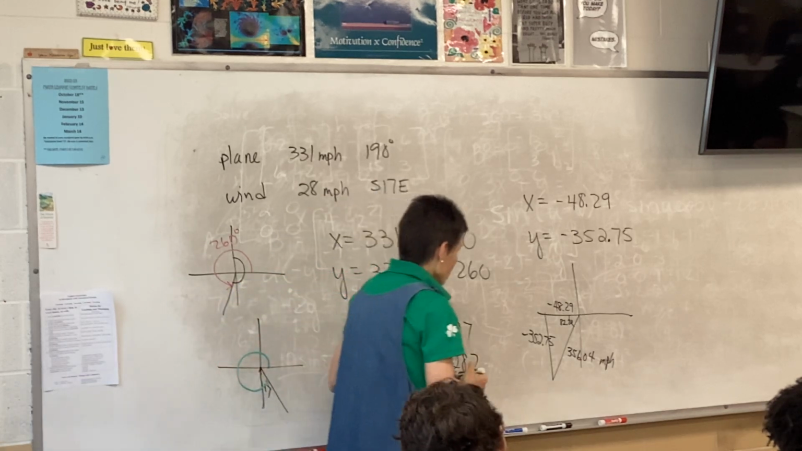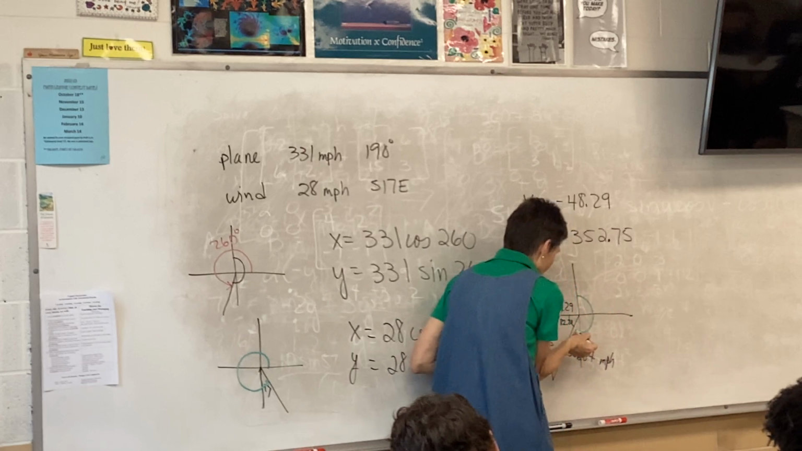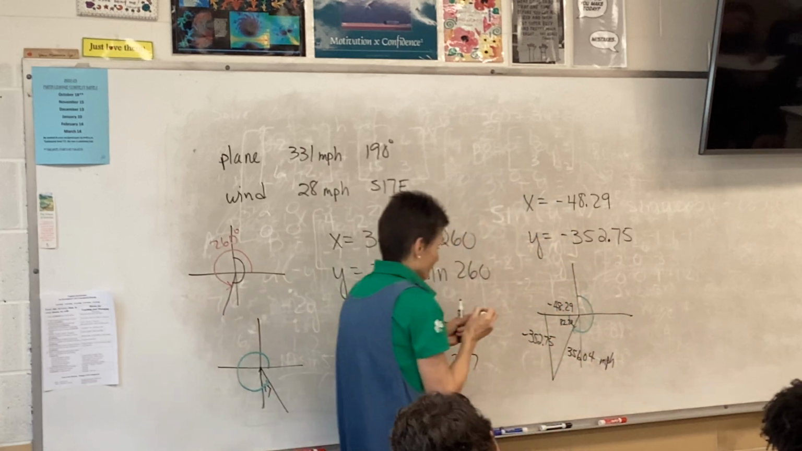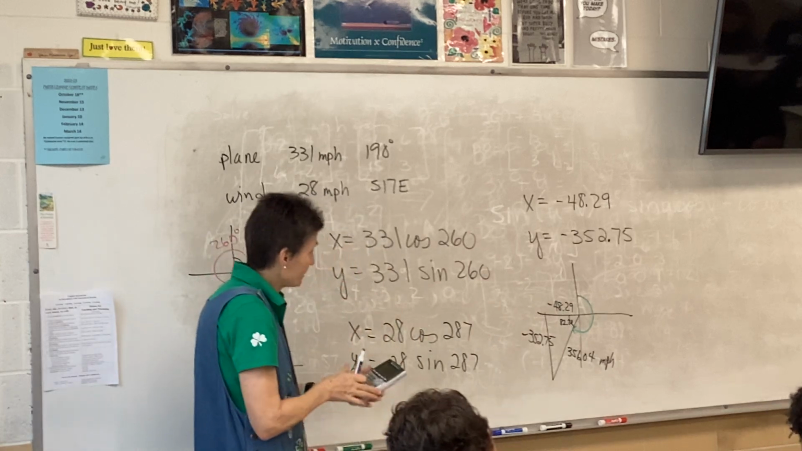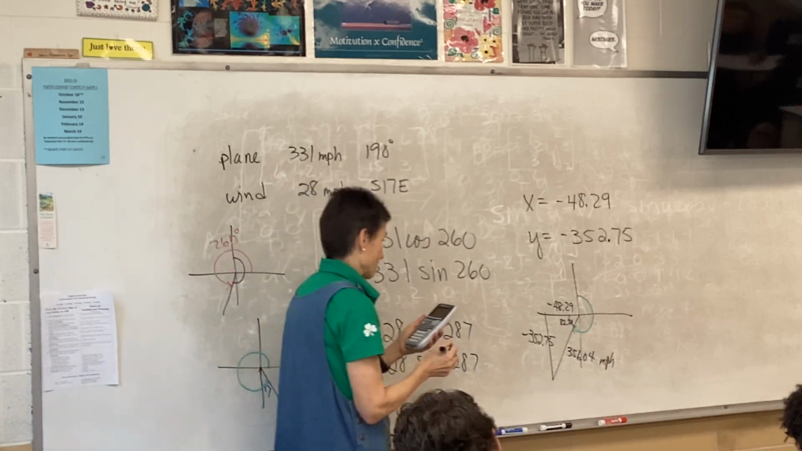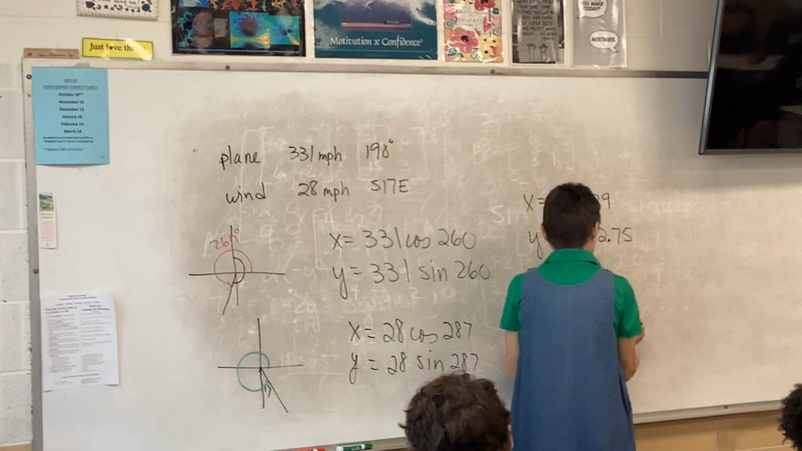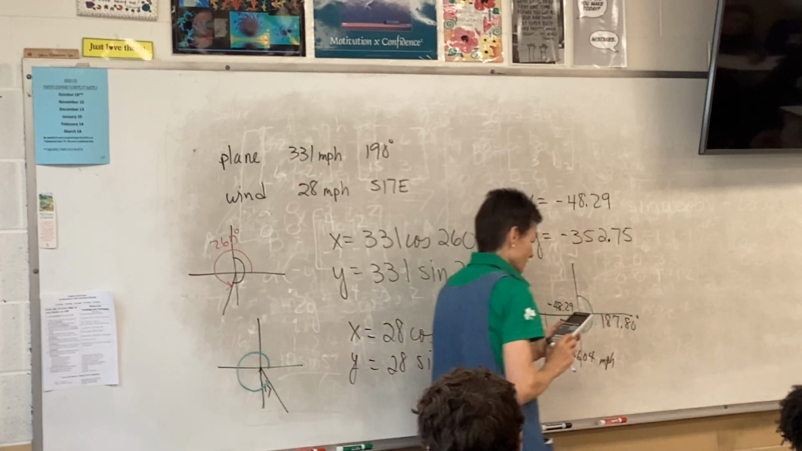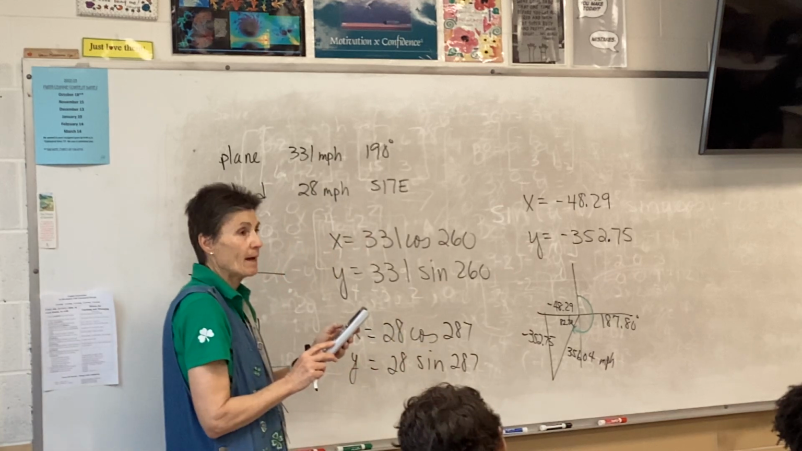Now, the actual heading, remember, measures from due north, will be this. So what's that green thing going to be? 270. I got 187.80 degrees, basically. Did you get that?